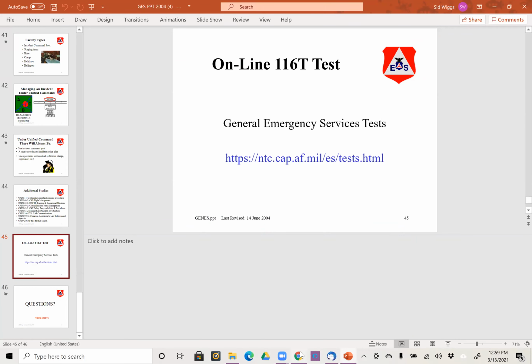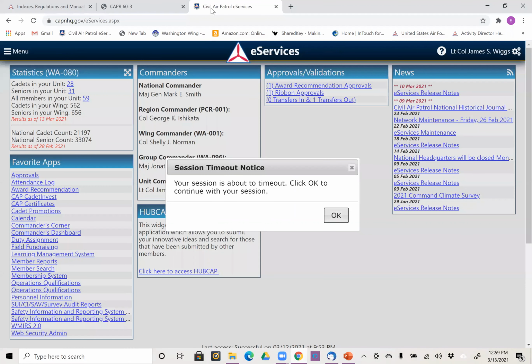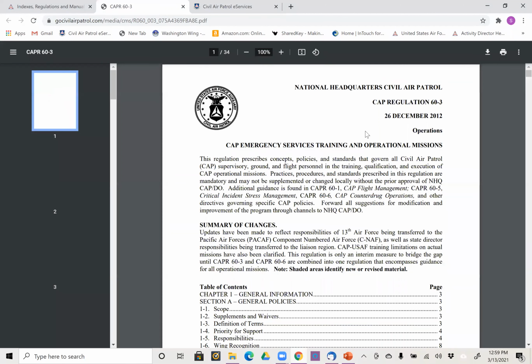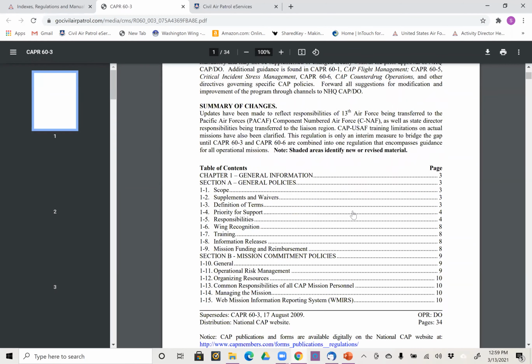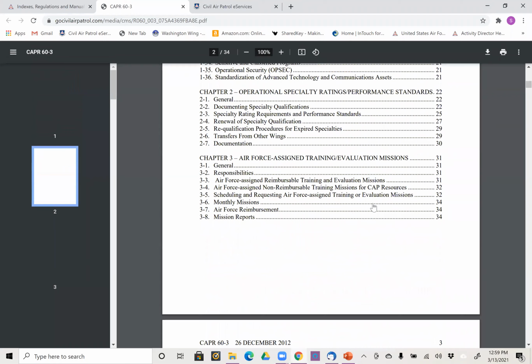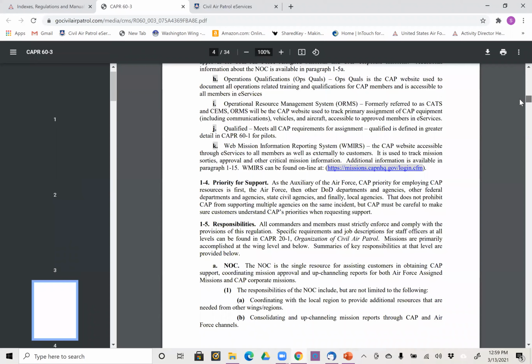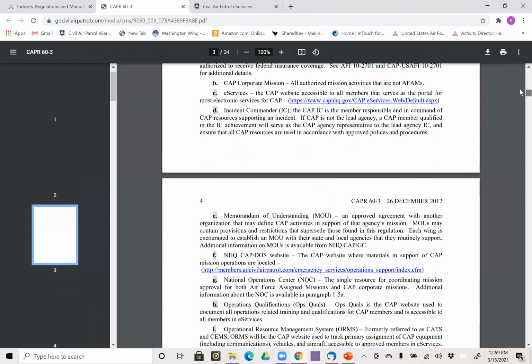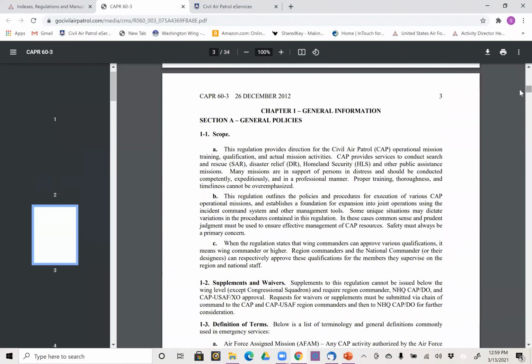And speaking of regulations, here is 60-3. This will be your friend. It's long-winded, and this we're going to have to bear with. Apparently I'm getting a little lag time here. So, general things, general policies, in the scope.